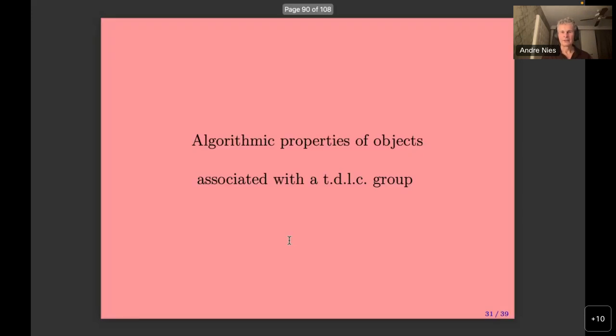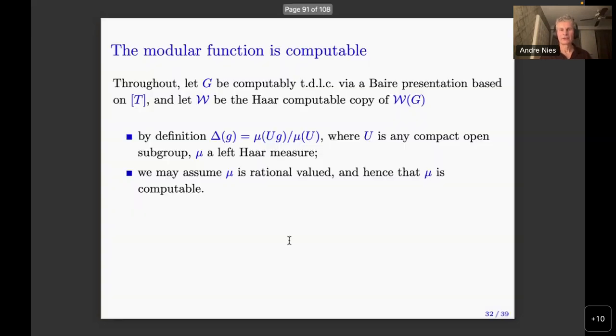So that's great. And now I want to tell you about algorithmic properties of objects associated, and I use this corollary that the action on the meet groupoid is computable. So what do people look at? The modular function, very important in locally compact groups. That uses that there's a unique left Haar measure up to a multiplicative constant. But if I translate the set from the right by G, I get another left Haar measure. So the modular function tells you what that constant is between the two Haar measures. So in other words, delta of G is mu of UG divided by mu of U, where U is whatever you want of positive measure, say a compact open subgroup.